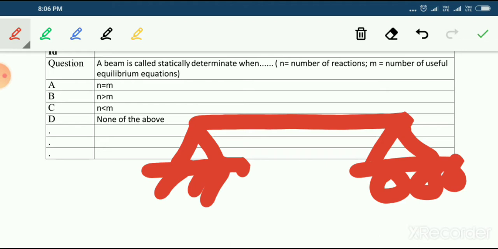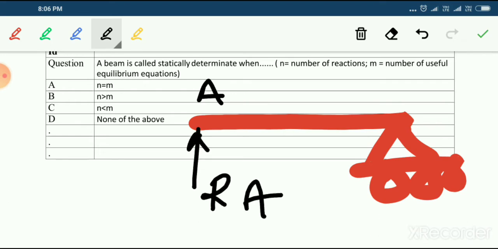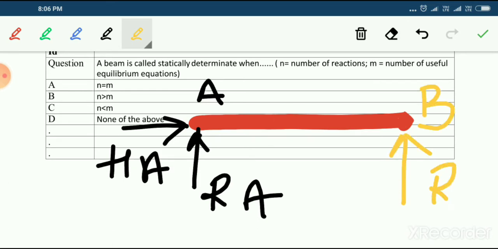For this case, I will remove hinge support and show the number of reactions. If I take this support A, how many reactions here? Here 2 reactions. One is RA and one is HA. Similarly I will remove this roller support. For roller support, how many reactions do you have? Only one reaction, and that is always perpendicular to the base. If I take this B support, this is your RB. So here number of reactions are 3.